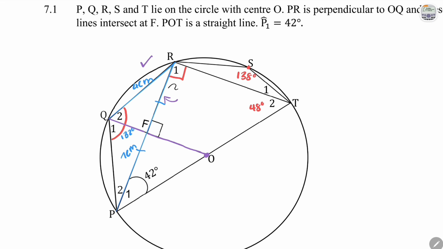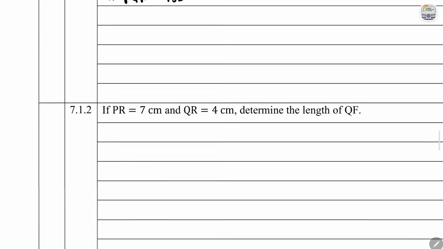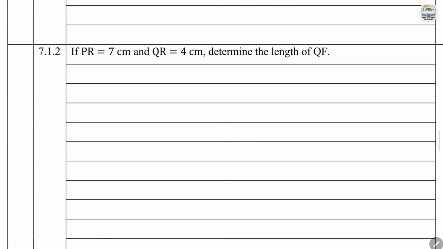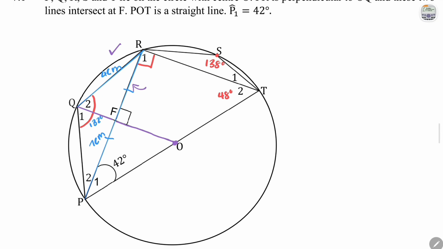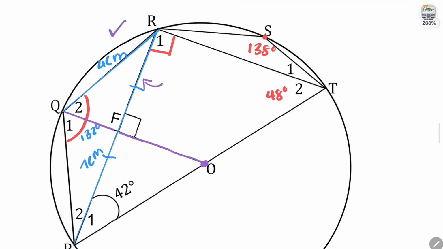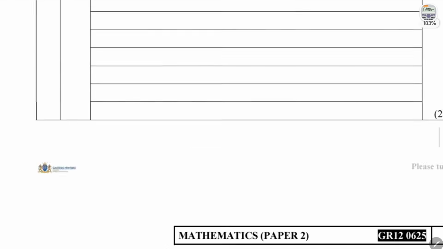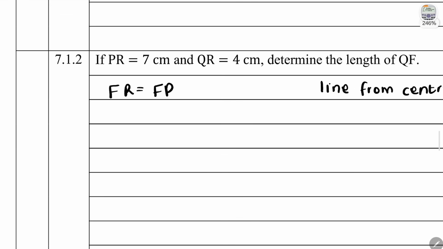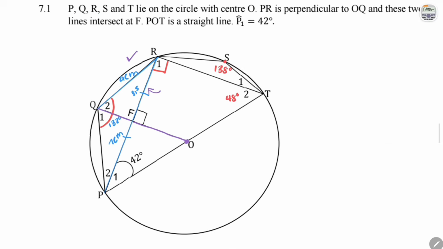We'll tell them that FR is equal to FP because of the line from the center of the circle perpendicular to the chord. Since those are equal, if this entire length is 7 centimeters, then each of them is 3.5 centimeters. So we can just say that is 3.5. Let's conclude what FR is, because that's what we're trying to find. Therefore, FR equals 3.5 centimeters. And now we have everything to find QF.